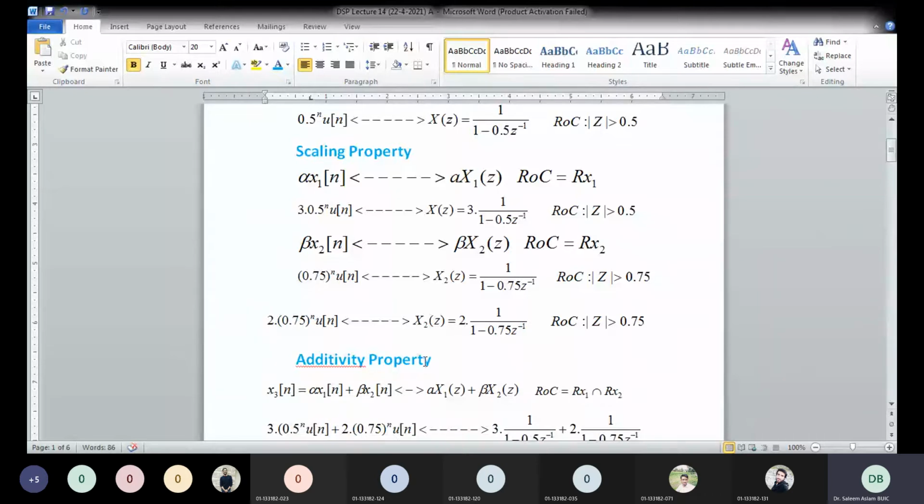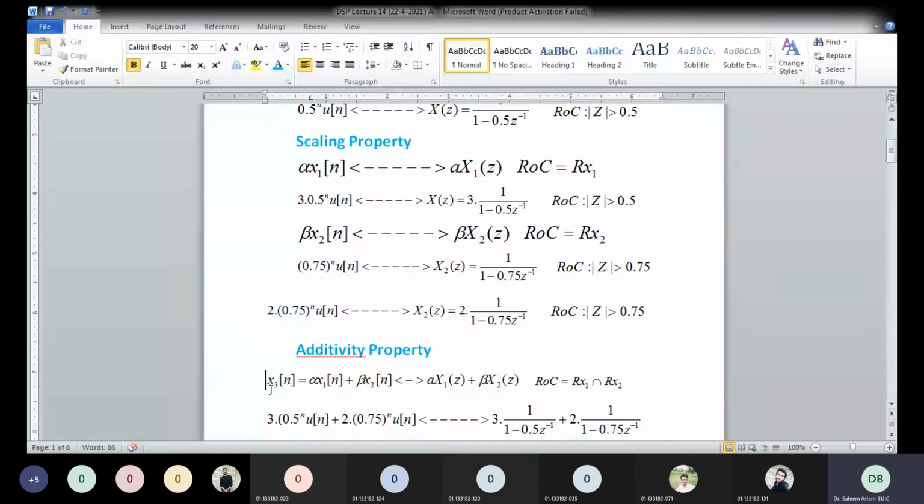So in the additivity property, let's assume that we have another sequence x3 of n, which is the sum of alpha x1 and beta x2. The z transform would also be the sum of alpha X1 of z and beta X2 of z. However, now you see the difference. The ROC would be Rx1 intersection Rx2.